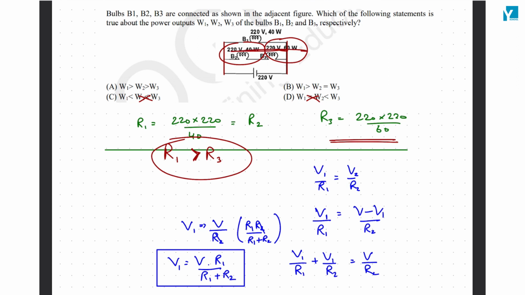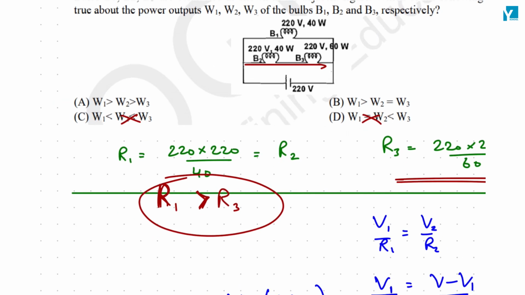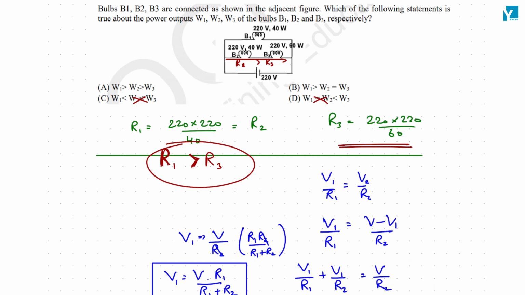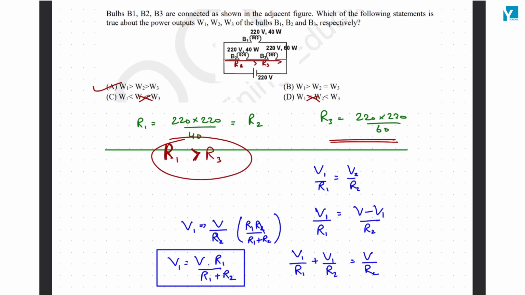And if R1 is greater than R3 and the current in both of these bulbs is going to be the same, the one that gets greater heat produced is the one that has the greater resistance. So if R1 is greater in this scenario, and R1 and R2 are similar, heat produced will also be greater than in bulb 2. So A should be your answer.